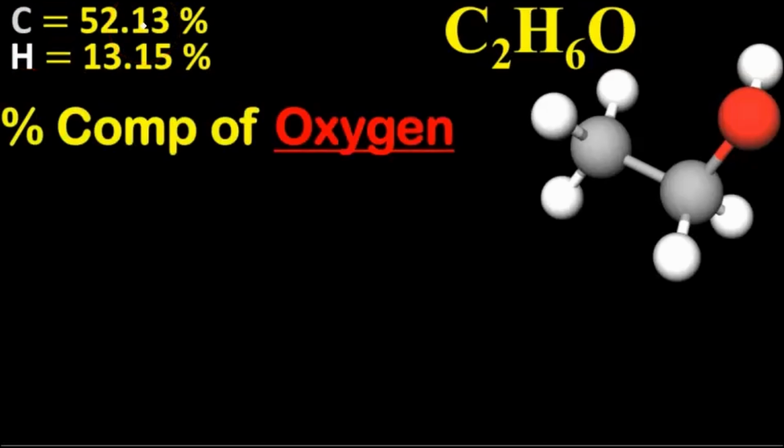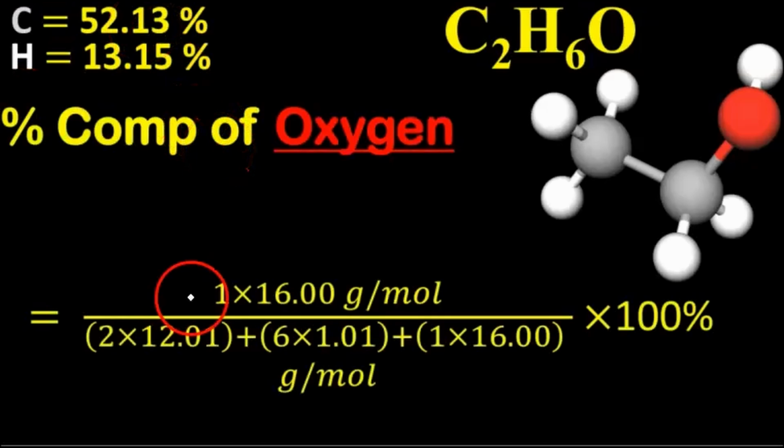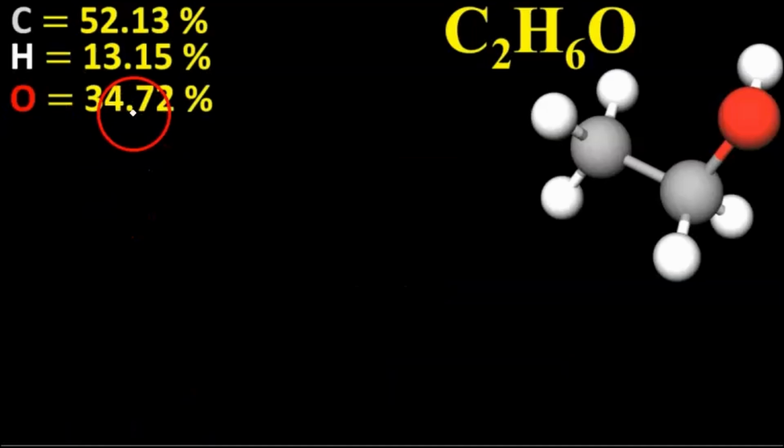Okay, let's look at the oxygen. The percent composition of oxygen. To get that, we do the same thing. There's 1 oxygen times the molar mass of oxygen divided by the molar mass of the compound. Punch that in, that gives us a percent composition of oxygen of 34.72%. So we'll put that up on the left side.